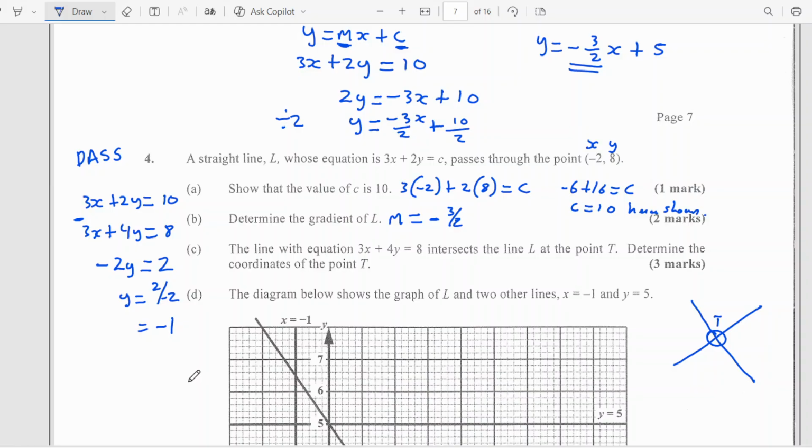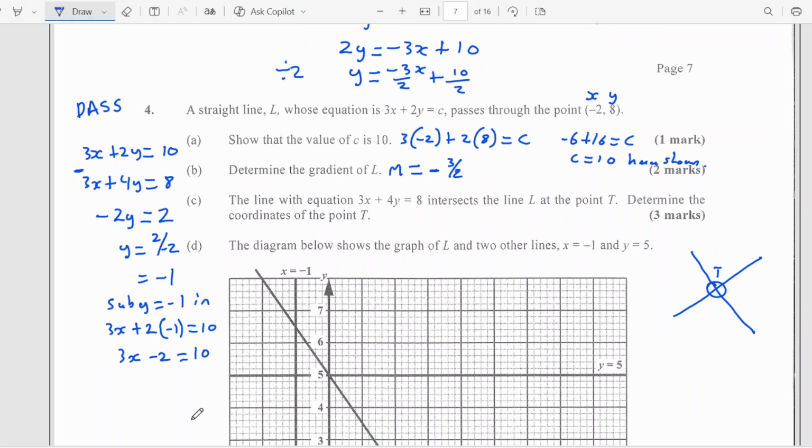So y is negative 1. So now you would take that value of negative 1 and substitute it in any one of these equations to find what x is. So sub y equal to negative 1 in 3x plus 2y equals 10. Instead of y now it is negative 1. 2 by negative 1 is negative 2. So we have 3x take away 2 is equal to 10.